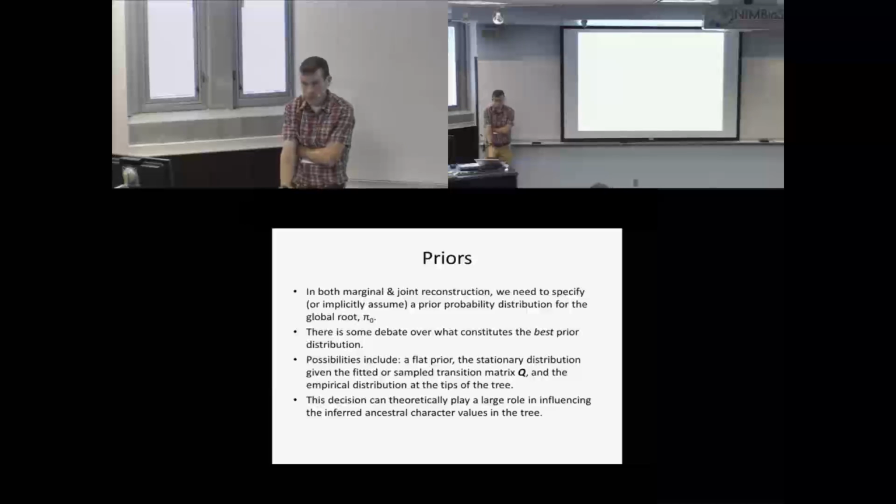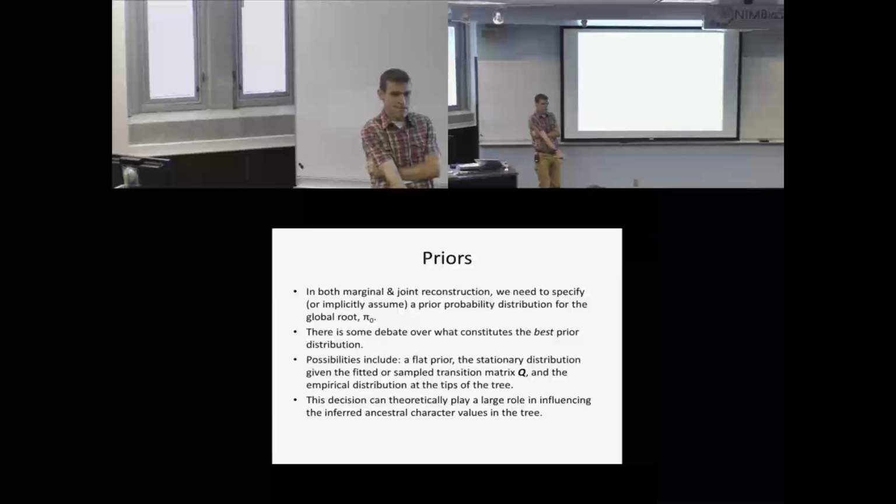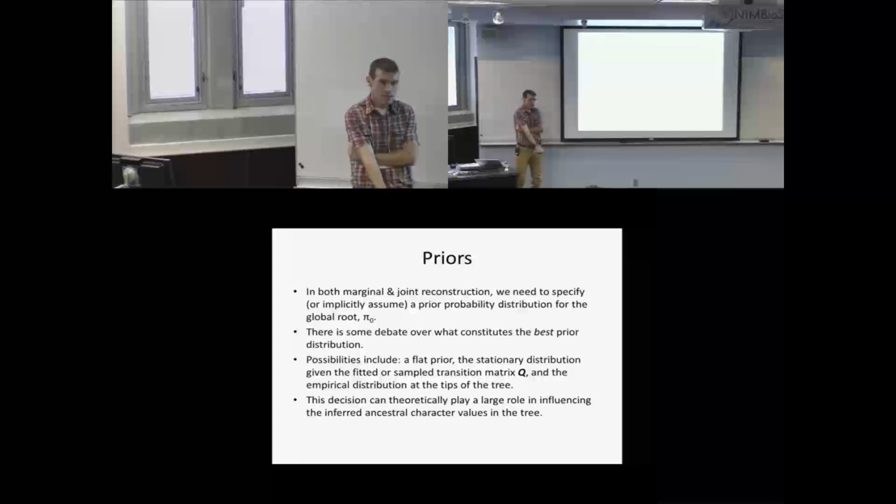Sorry, Professor, I have a question. Would it be possible to run that algorithm once with a not too good prior for the root, and then get that estimate for the root to run it again until it gets stationary?